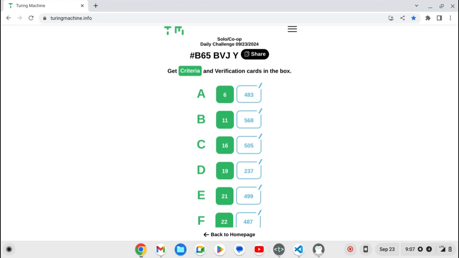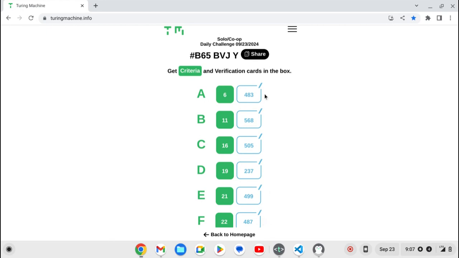Let's begin. Today is September 23rd, 2024, and we're solving the Daily Turing Machine Puzzle. Today's puzzle uses the following 6 criteria cards: criteria card 6, 11, 16, 19, 21, and 22.